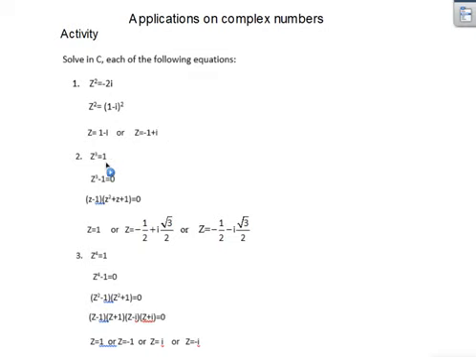Second equation is z cubed equals 1, which leads to z cubed minus 1 equals 0, and we factorize it using the identity a cubed minus b cubed to get this equation, and we solve it using the calculator. This part we can use the calculator. Third equation is z to the power 4 equals 1, and so on. Here z squared plus 1 means z squared minus i squared to get this, and we get these four answers.